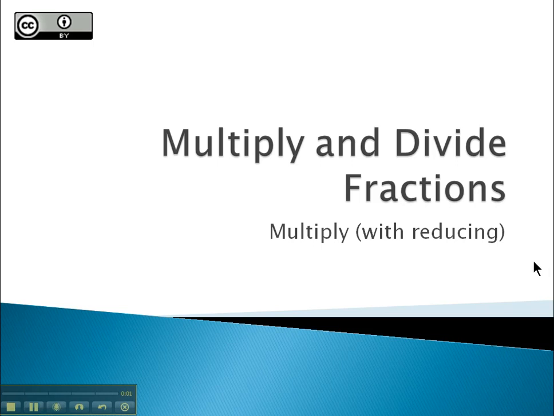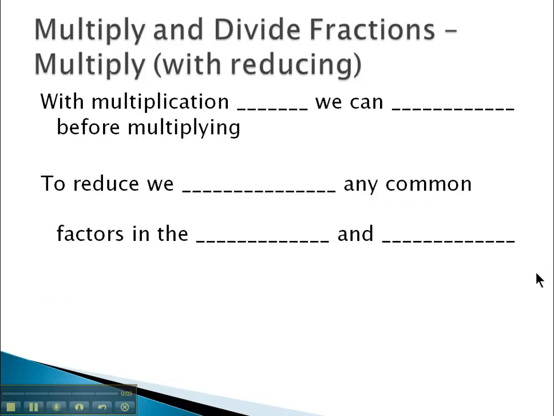In this video, we'll look at multiplying fractions, where we are also allowed to reduce. A nice feature of multiplication is with multiplication only, don't try and do this with any other operation, but with multiplication only, we can reduce before multiplying. This often makes the numbers smaller and easier to multiply together.